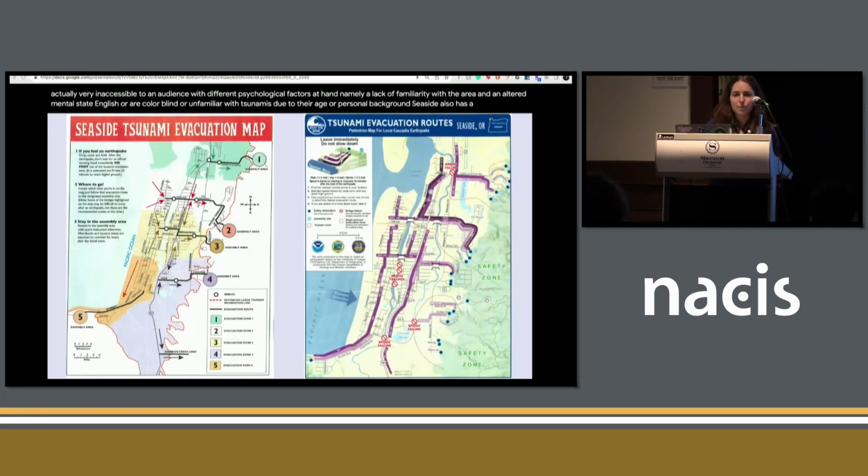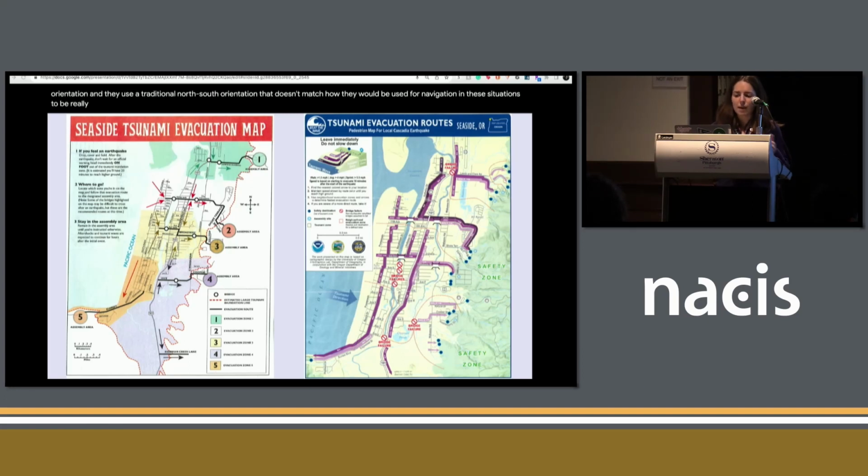Seaside also has a couple other paper maps with similar designs, and in my opinion, they're overly complex to read in emergency situations, providing only street names for orientation, and they use a traditional north-south orientation that doesn't match how they would be used for navigation in these situations.